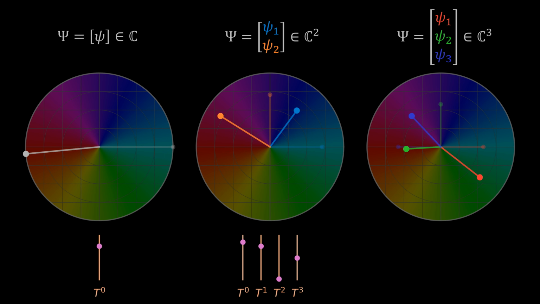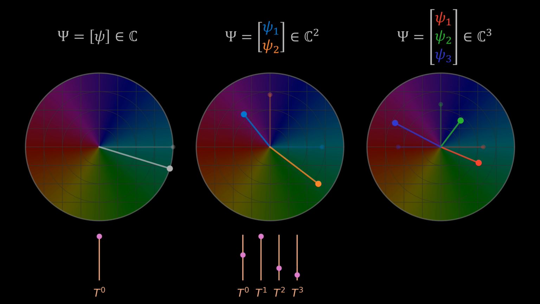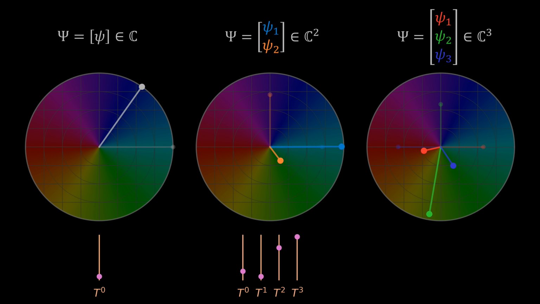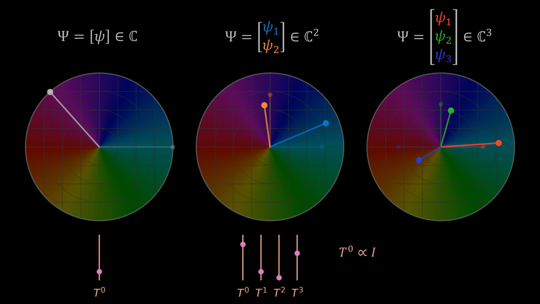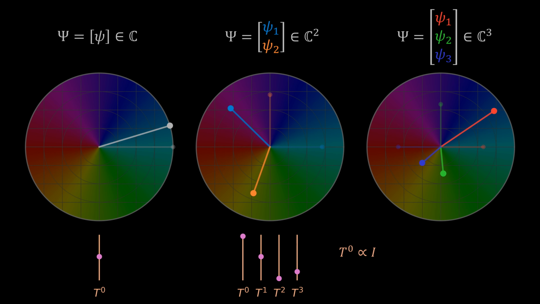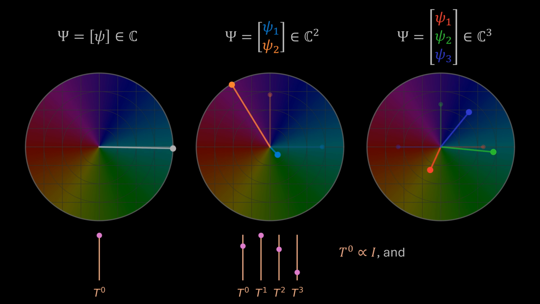So for U1, we have 1 generator. For U2, we have 2 squared equals 4 generators. And for U3, we're going to have 3 squared, which is 9 generators. Now, much like the other 2 groups, our T0 generator is going to be proportional to the identity matrix, but then, of course, we're also going to have an octopus of other generators.